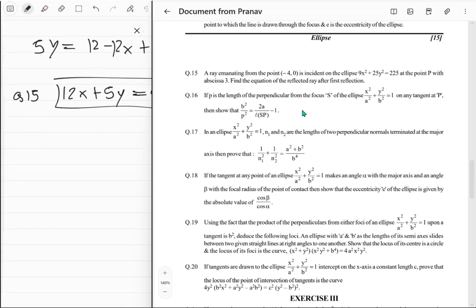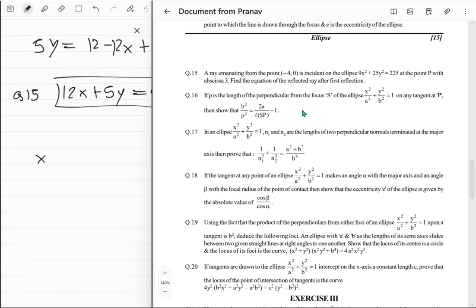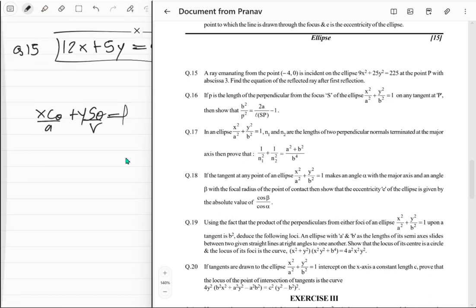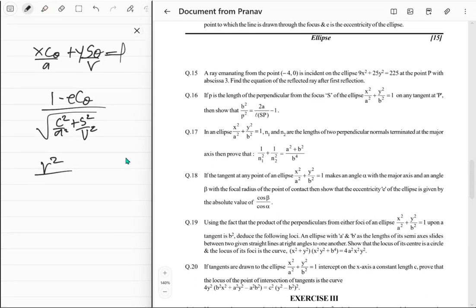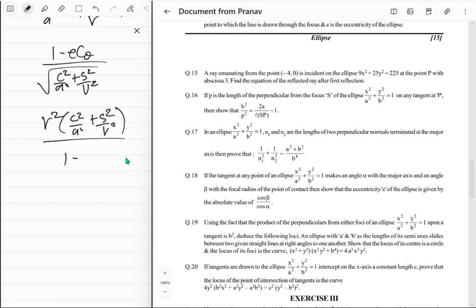Fine. So x cosine theta upon a plus y sine theta upon b equal to 1. That's our tangent. So you're going from AE comma 0 to this thing, so it should just be 1 minus e cosine theta, and that upon the square root of all that stuff, c squared upon a squared plus s squared upon b squared. This is what p is. So the square root, b squared times all of this, c squared upon a squared plus s squared upon b squared, and that upon 1 minus e c squared.